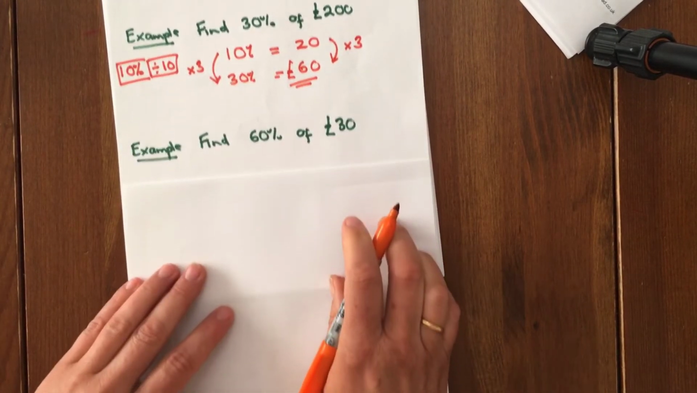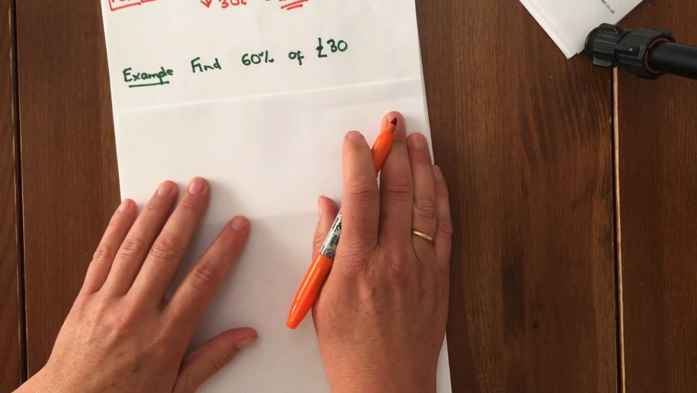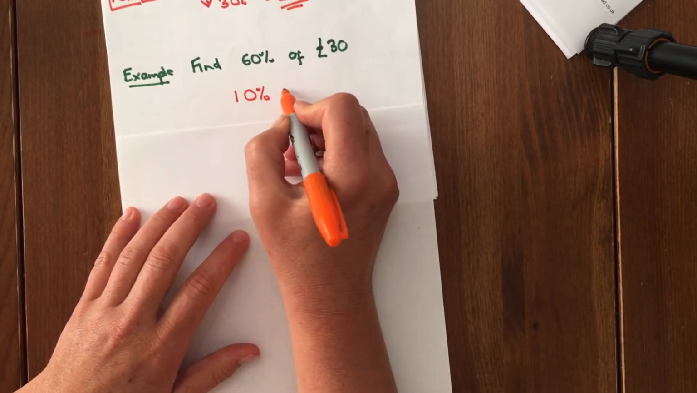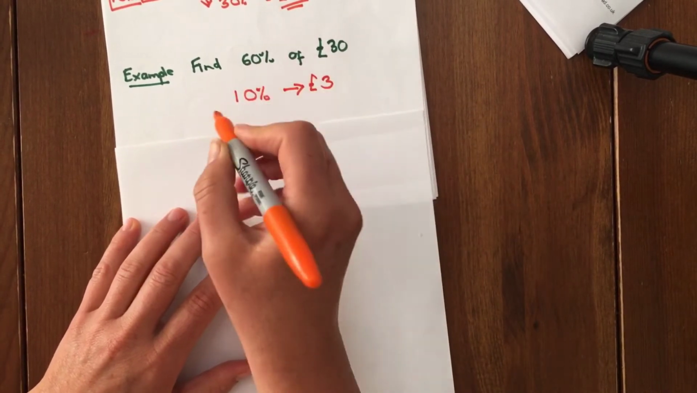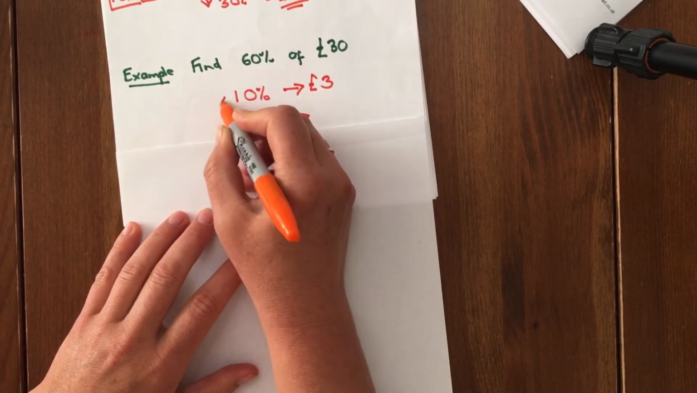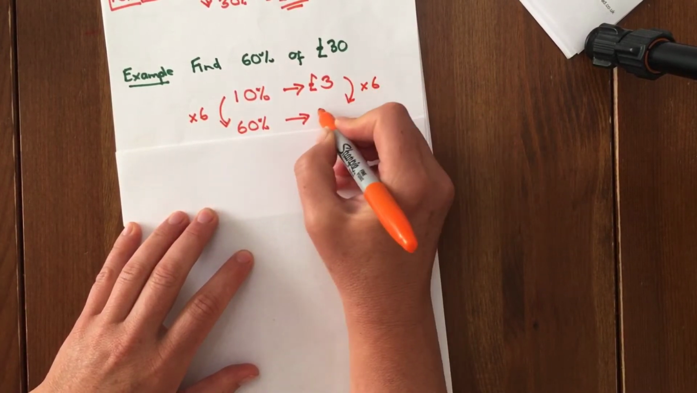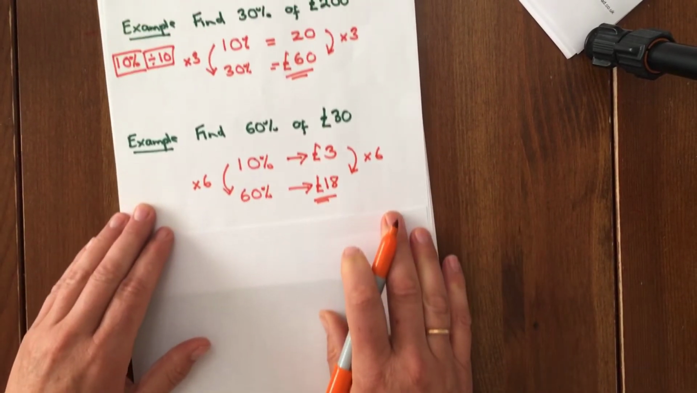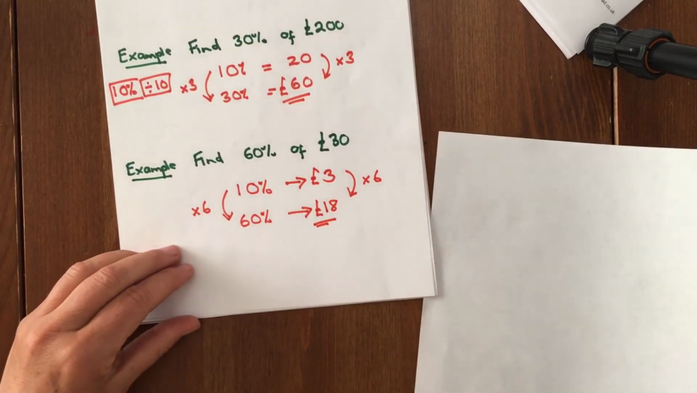Okay, so let's think about this next example. How would I find 60% of a number? Well, I always find 10% first. To find 10%, I divide by 10. And I want 60%, so how many lots of 10 do I need? Well, 10 times 6 is 60, so I times 3 by 6 to get 18. So for each of these examples, I found 10% first, and then multiplied by how many 10s I wanted.